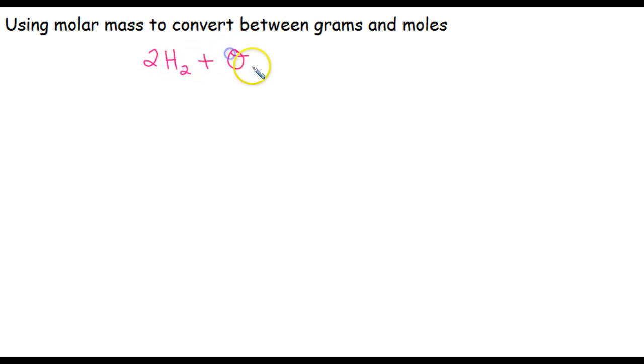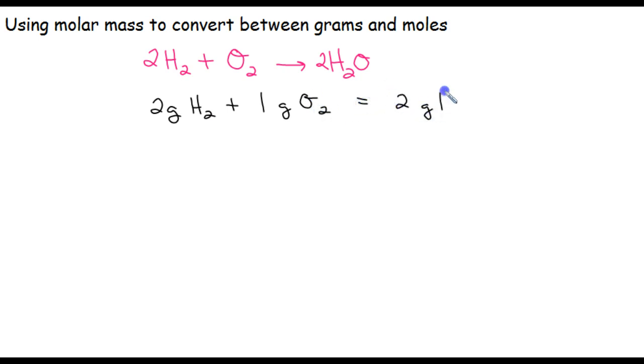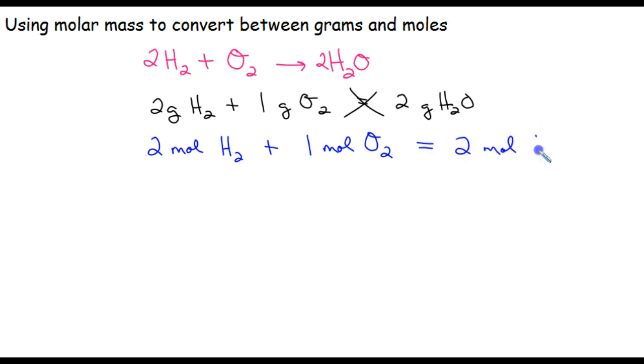Hydrogen gas and oxygen gas synthesizing water. In reality, you cannot say 2 grams of H2 plus 1 gram of O2 must give you 2 grams of H2O. That does not happen. What does happen, though, is that 2 moles of H2 plus 1 mole of O2 gives you 2 moles of H2O.